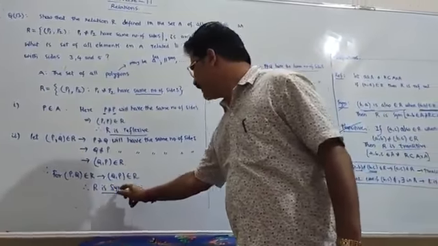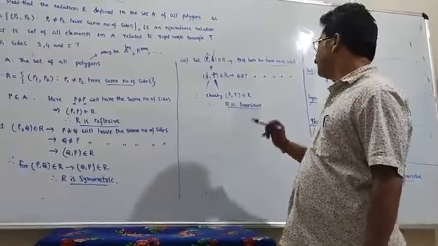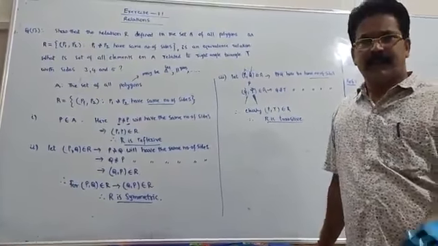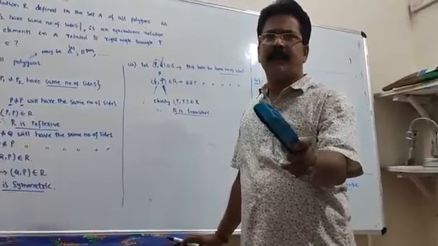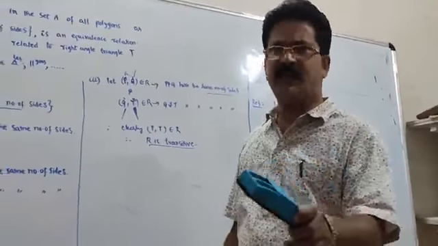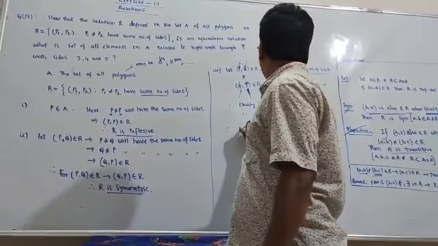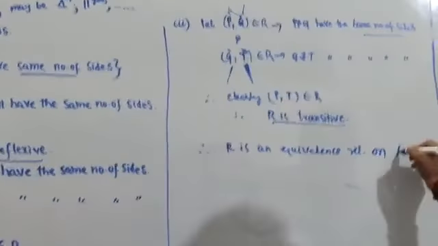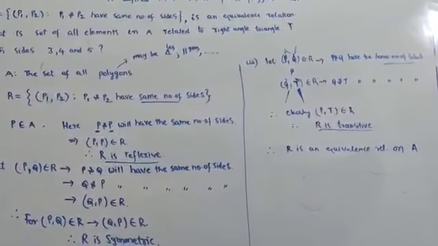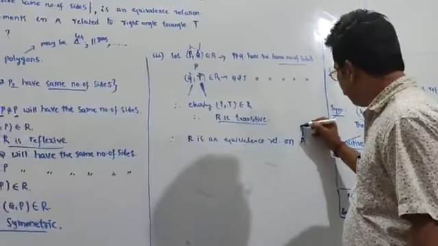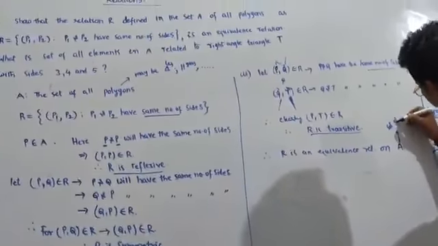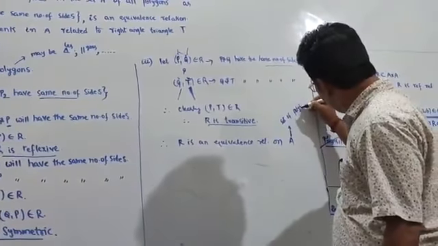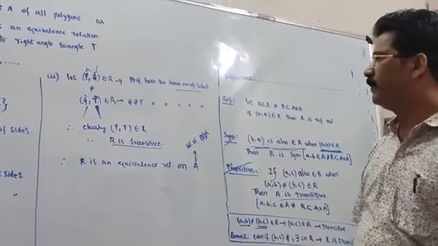So here capital R is reflexive, capital R is symmetric, capital R is transitive. So R satisfied three conditions or three postulates, namely reflexive, symmetric and transitive. Therefore definitely capital R is an equivalence relation on capital A. A is what? Set of polygons.